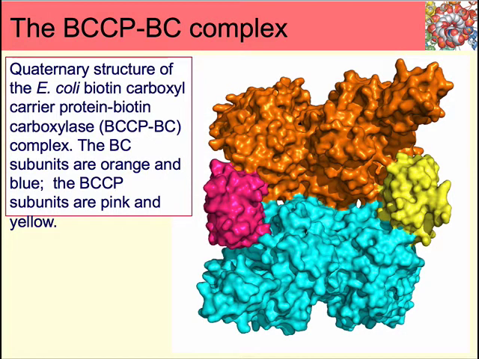This shows you the quaternary structure of the E. coli biotin carboxyl carrier protein biotin carboxylase complex. The BC subunits are orange and blue, and the BCCP subunits are pink and yellow.